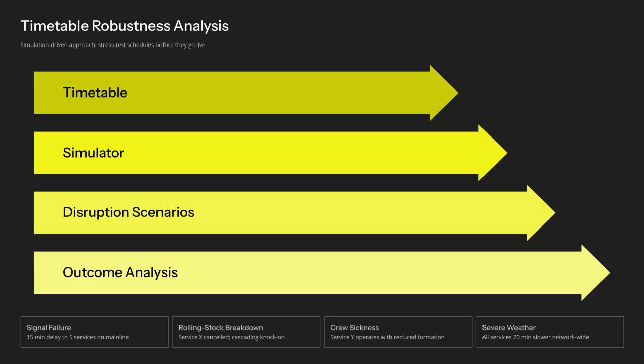Without robustness analysis, you discover that a timetable is fragile when it fails in live service in front of passengers. With robustness analysis, you discover the fragility during design, before deployment, before it costs anyone anything. That's not just an efficiency gain, that's a qualitatively better way of making decisions.